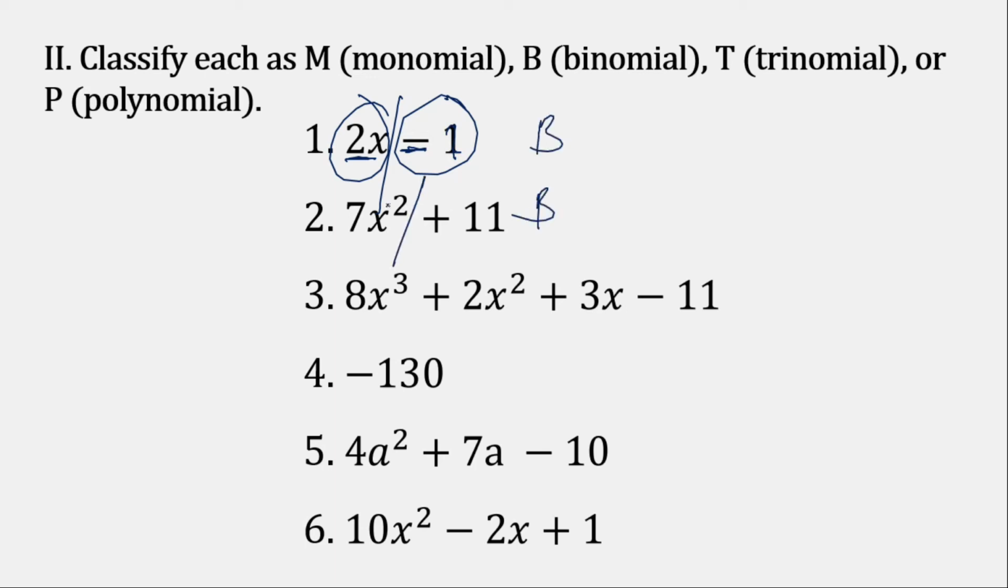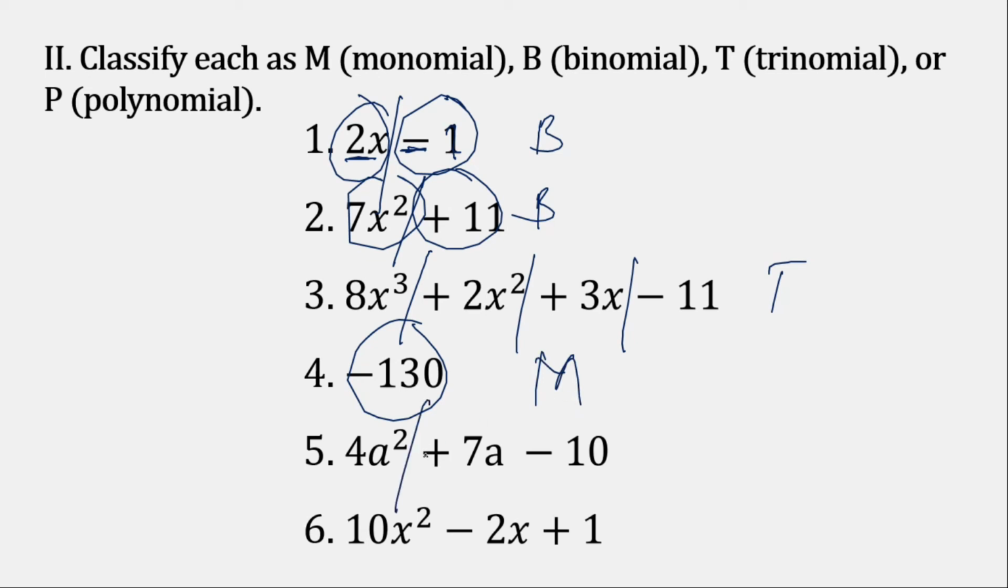This is a binomial. 1, 2, 3. So this is a trinomial. This is a monomial. 1, 2. This is a trinomial. Oh, 1, 2, 3, 4. This is a polynomial. I'm sorry. 1, 2. This is a trinomial. So that's how we classify it.